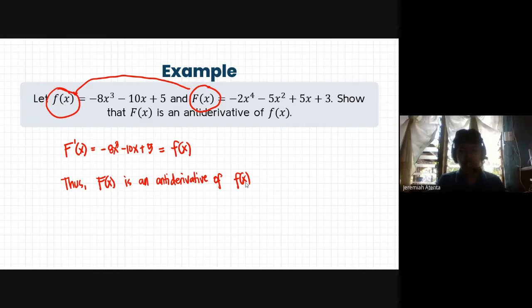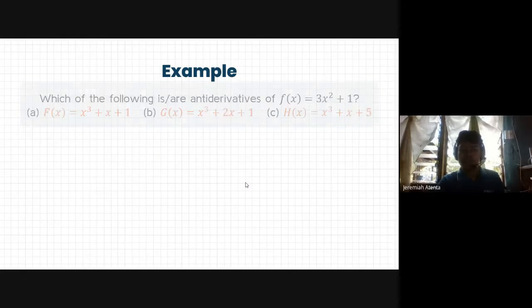Okay? So that's it. Ganun lang yung gagawin ninyo. You will look for the derivative of the uppercase F of x and check if that derivative is equal to the other function given. Now, let's have another example. Is that clear to you? Do you have any questions for the first example? If wala, kindly press 1. Ayun. Okay. Let's have another one.